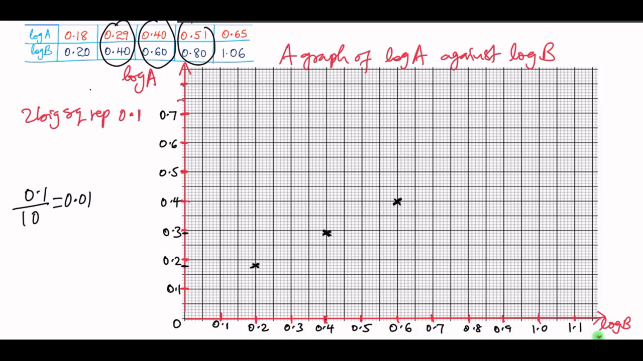Then the other value is 0.51 and 0.8. 0.51, remember one small square is 0.01. So here it is 0.51. Then 0.8, if I plot, it will be at that particular point. Then lastly 0.65 is at this particular point, and 1.06 will be at this particular point. Therefore the plotted points will be there.